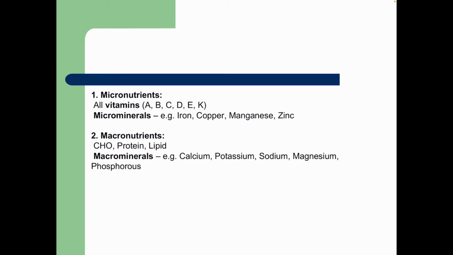So here are some examples. Micronutrients include all the vitamins, including A, B, C, D, E, and K. Examples of some microminerals include iron, copper, magnesium, and zinc. You can look at some food ingredients and you'll see all these different things if you're interested. And our macronutrients, again, are carbs, proteins, and lipids. Our macrominerals are just larger and we need more of them. This includes calcium, potassium, sodium, magnesium, and phosphorus.